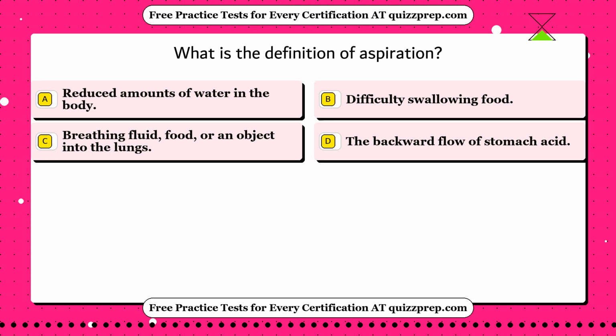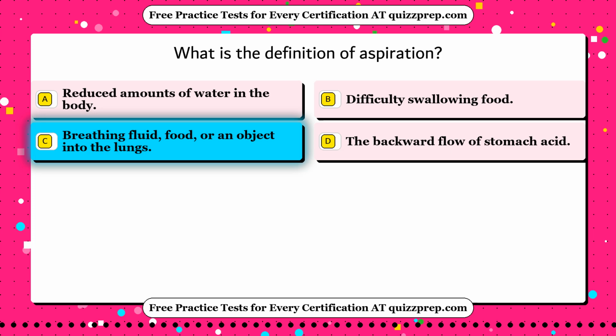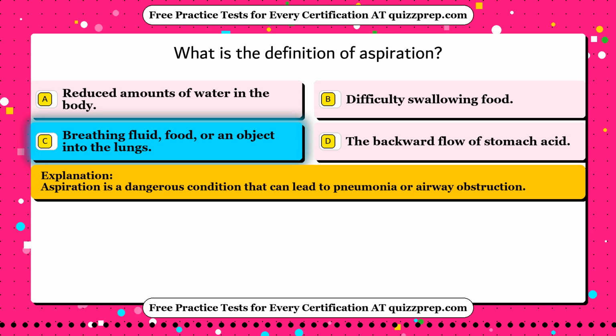Option A, reduced amounts of water in the body. Option B, difficulty swallowing food. Option C, breathing fluid, food, or an object into the lungs. Option D, the backward flow of stomach acid. The correct answer is option C, breathing fluid, food, or an object into the lungs. Aspiration is a dangerous condition that can lead to pneumonia or airway obstruction.